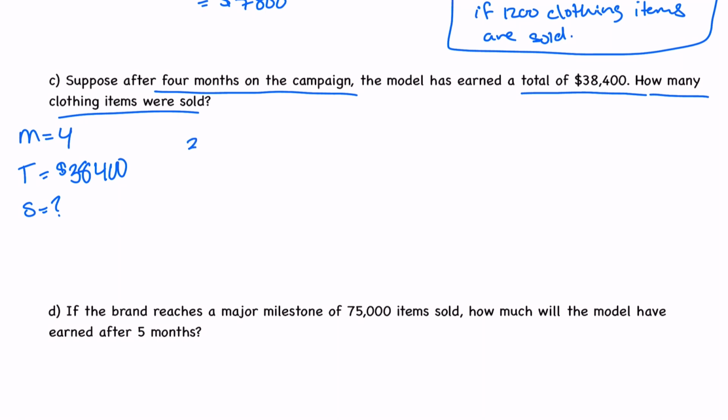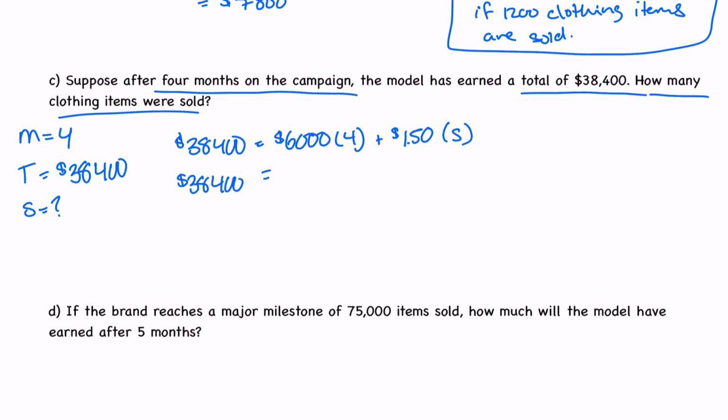So T, which is $38,400, is equal to $6,000 times the number of months, which is 4, plus $1.50 times S, which is the number of clothing items sold. So we want to solve for S. First let's simplify. So 6,000 times 4 is 24,000 plus $1.50 times S. S is a part of this term, so we want to get rid of the other term, so we need to subtract 24,000 from both sides.